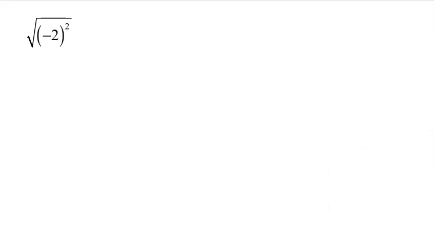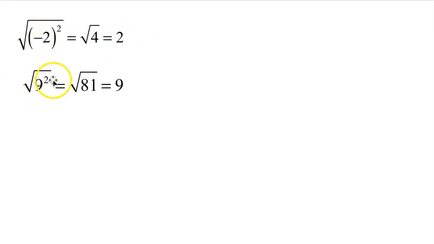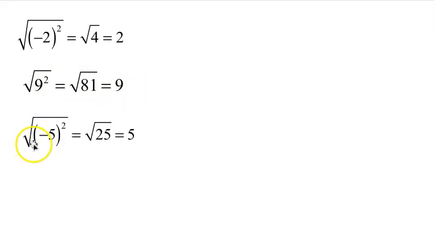Square root of negative 2 squared. The order of operations says do what's underneath the radical first. Negative 2 squared is negative 2 times negative 2, so square root of 4. And square root of 4 is 2. Interesting. Square root of negative 2 squared was 2. Square root of 9 squared is root 81, which is 9. Okay. But square root of negative 5 squared is not negative 5. Negative 5 squared is 25. Square root of 25 is 5.